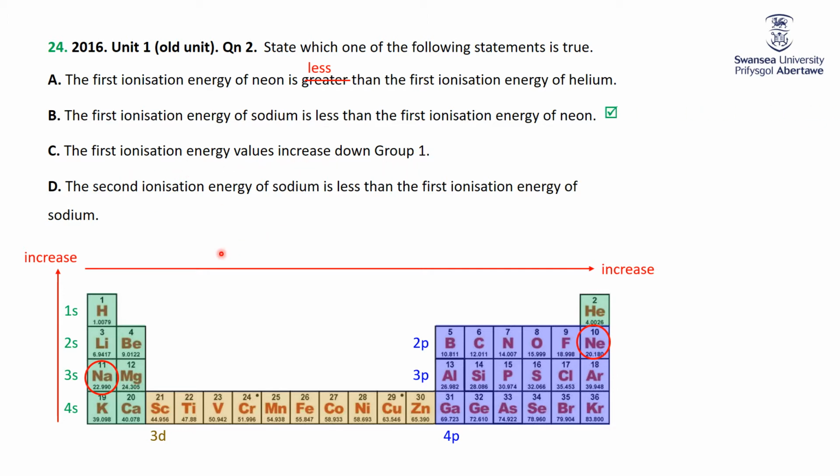Ionization energies increase down group 1. No, they increase as you go up group 1. So that means they decrease as you go down group 1. And then the second ionization energy of sodium less than the first ionization energy of sodium. Absolutely not. All second ionization energies are greater than the first ionization energies for every single element out there because it gets harder to remove successive electrons.